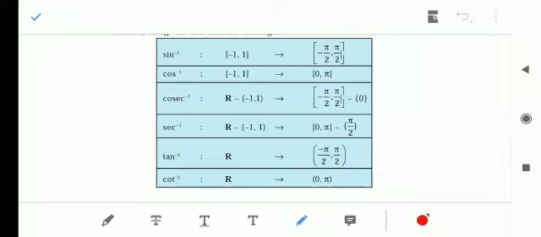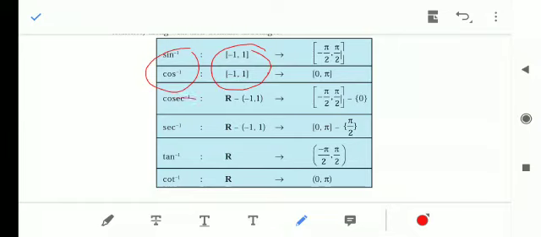You can see sin inverse x and cos inverse x. The domain is mod x less than or equal to 1, that is, x belongs to minus 1 to 1 in these two. So here mod x is less than or equal to 1. What is the range? Minus pi by 2 to plus pi by 2 in case of sin inverse x, and 0 to pi in case of cos inverse x.